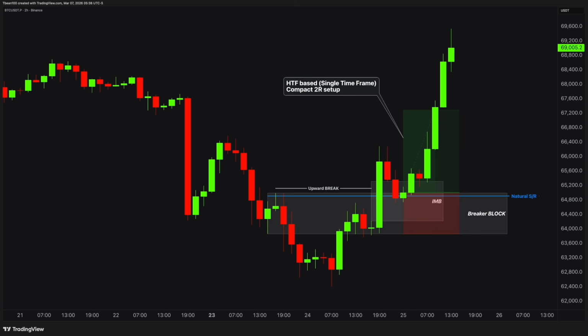Can you build a single time frame setup based purely on higher time frame structures just like this one? For example, a simple 2-hour compact setup? The answer is yes. While it won't work every single time, it can be a practical approach for traders who prefer a simpler process and don't have time to monitor multiple time frames.